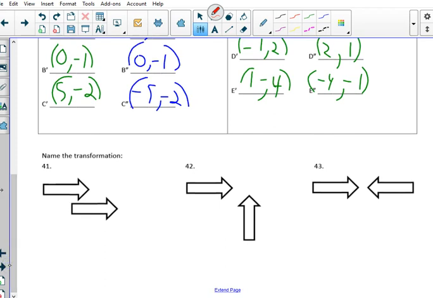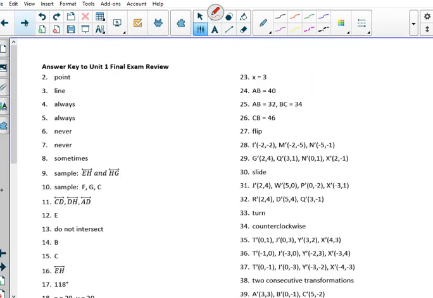Okay, in transformation. Again, this is 42, 43, and 44. So on this one, all we did is we slid. Okay, that's translation. You know, we might have gone right 3, down 1, or something like that. Okay, 43, you can see how it kind of spun down. That's a rotation. And then over here we have a reflection. They're staring at each other in the mirror. Okay, that's it.